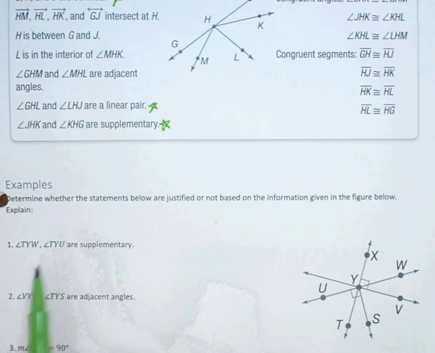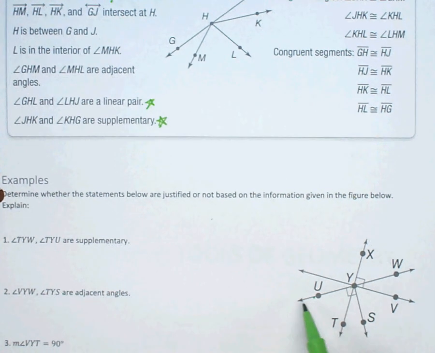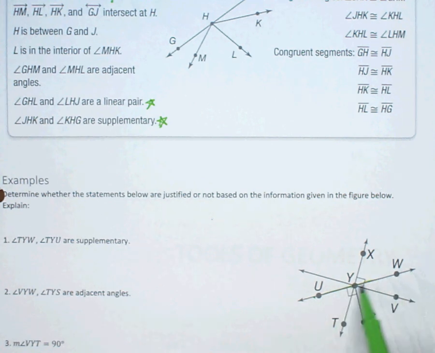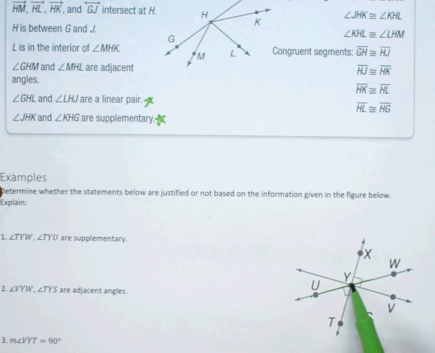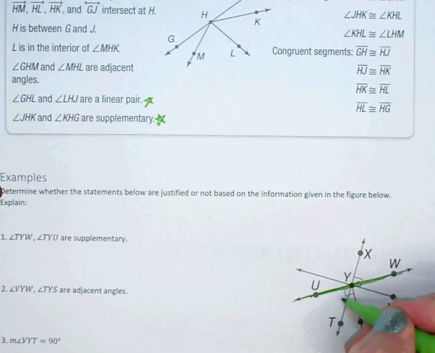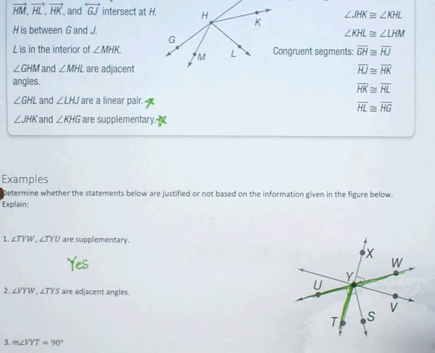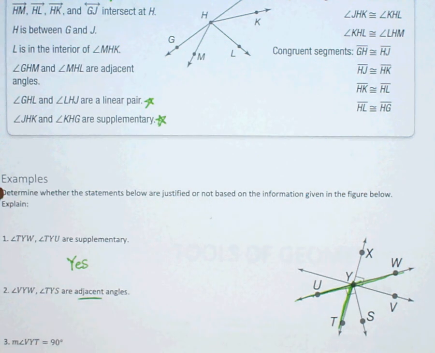Okay, so down here, these examples, I'm looking at angle TYW and TYU. Since I can assume that this is a straight line, all three of these points are collinear, ray YT intersects here. I can assume that those are supplementary because those two angles make a linear pair. So yes, we can. We can assume adjacent angles as long as they are actually adjacent.